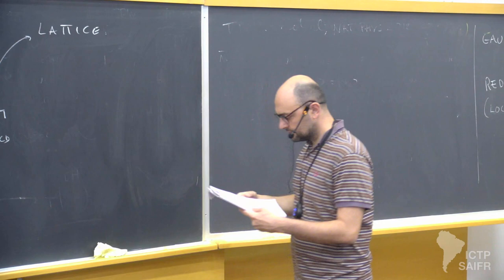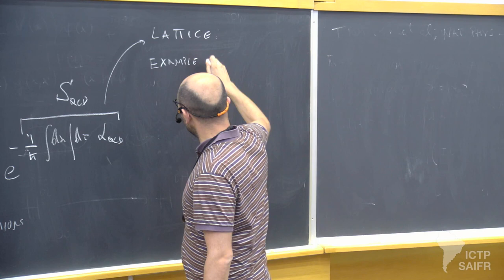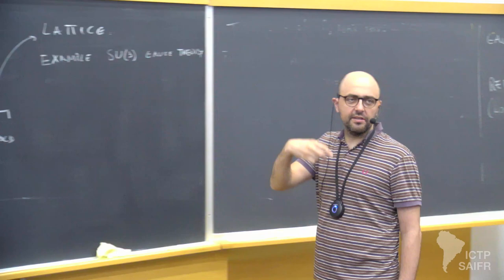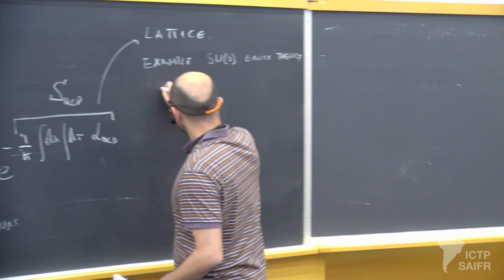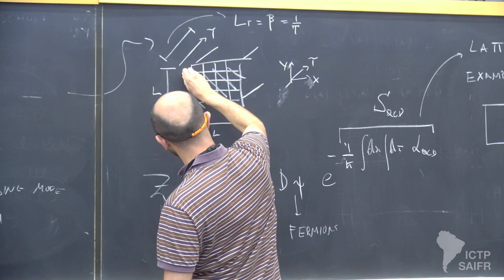And the idea, I would like to give you an example for a theory without fermions, so of an SU(3) gauge theory. But you can do the same thing for U(1), for everything. So the idea is that you take the lattice. The lattice here will be discretized, of course. There will be plaquettes, and there will be a lattice spacing that I can call a. a is the lattice spacing.